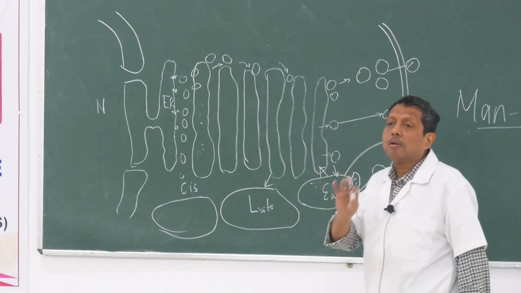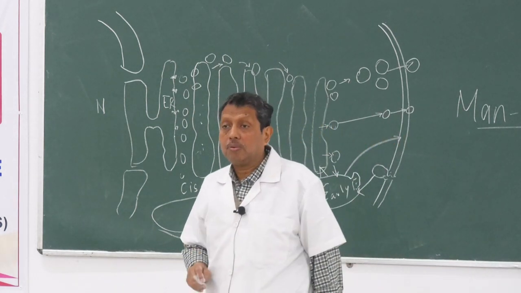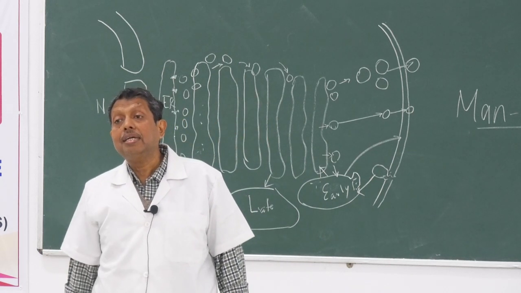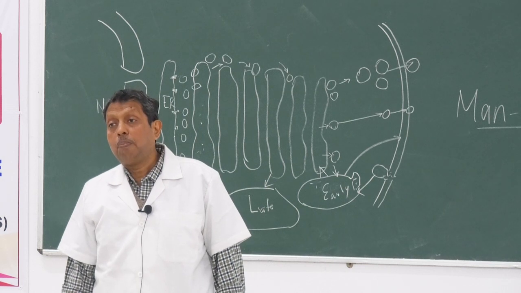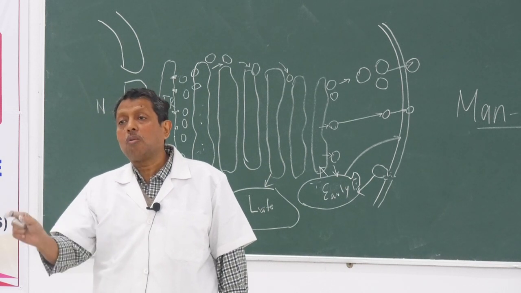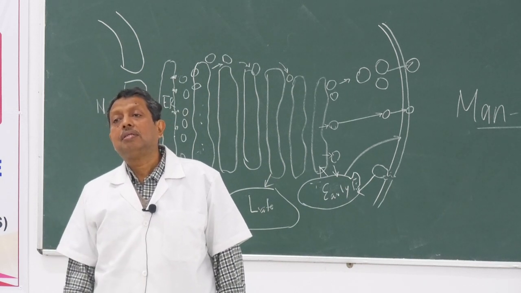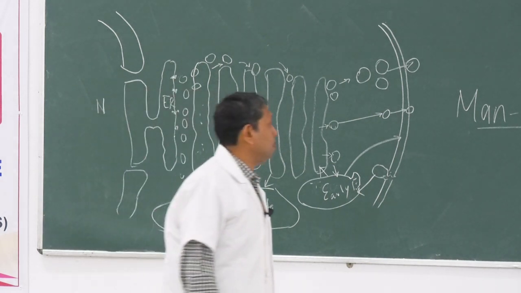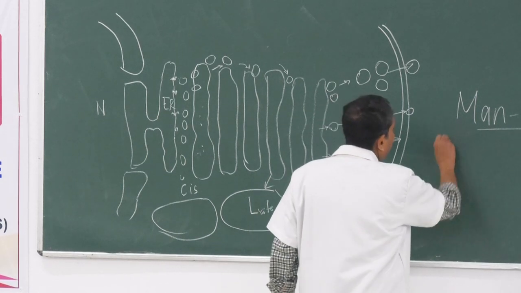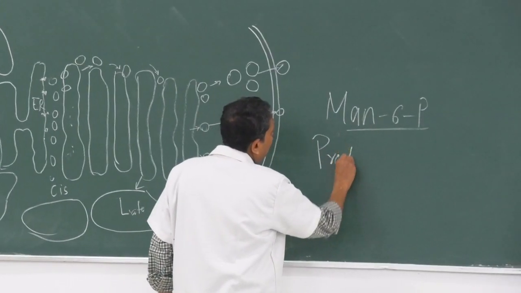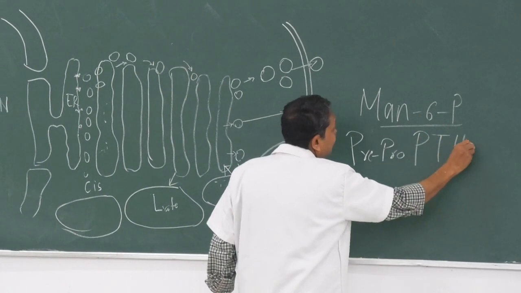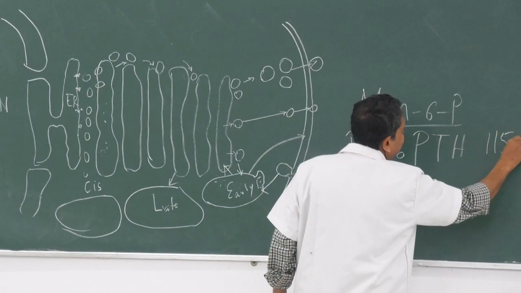Take the example of parathyroid hormone. Parathyroid hormone is synthesized initially in the pre-pro form, then the pro form, and then the mature parathyroid hormone. That is the pre-pro form, pre-pro PTH. It contains 115 amino acids.